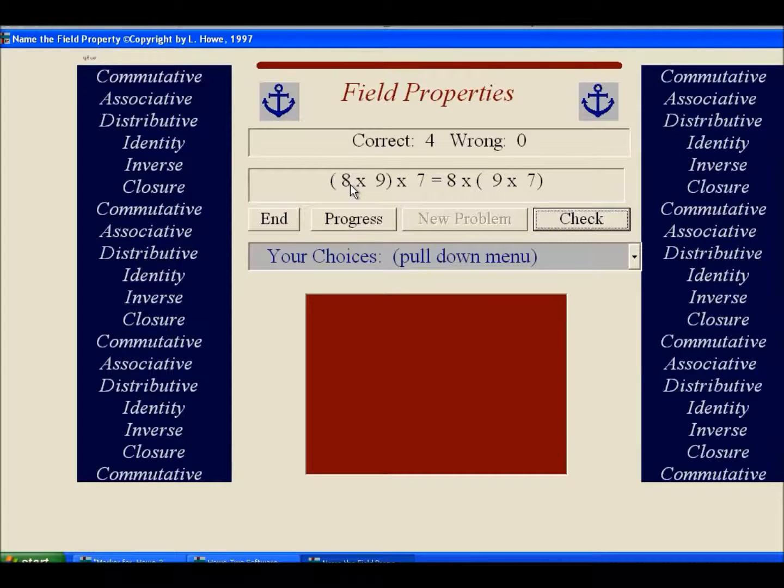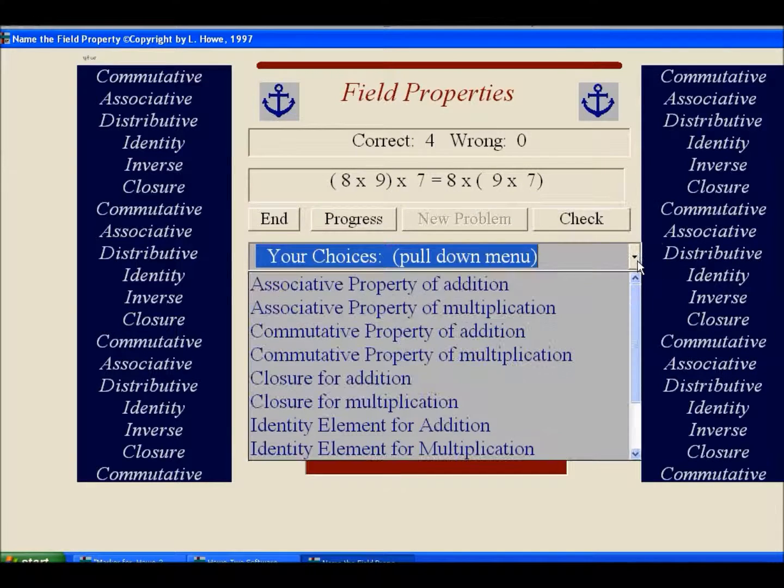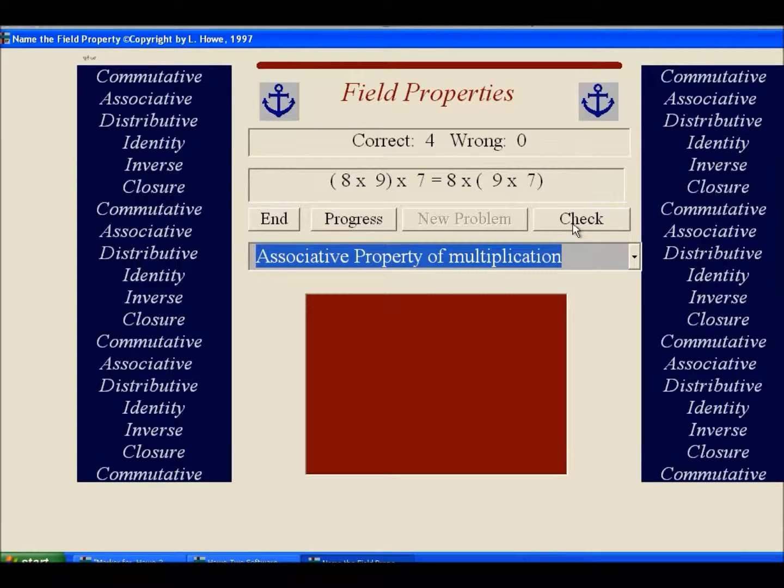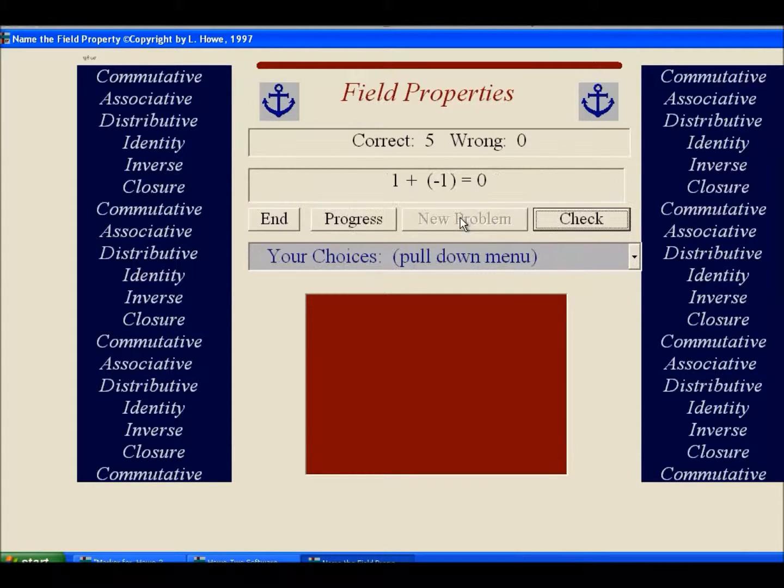Oh, here's the same thing again. Do you know what this one is? We saw it before. Oh, except we saw it for addition. Look, this is for multiplication. 8 times 9 times 7, 8 times 9 times 7. But this time the 8 and 9 are associated and then multiplied by 7. And here the 9 and 7 are associated and multiplied by the 8. This is a demonstration of the associative property for multiplication. Check, you win.